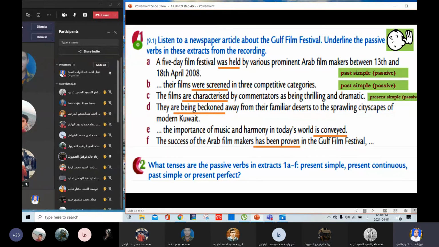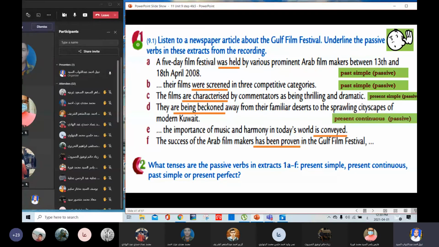Is conveyed. Faris Yasser. Present continuous passive. I'm sorry. Are being beckoned. Yes. Present perfect. Are being beckoned. Present continuous passive. Very good. Yes. Is conveyed. Yusuf Atiyah. Speak up. Yusuf Sayyid. Is conveyed, the present simple. Has been proven. Muaz Muhammad. Present perfect. Okay.